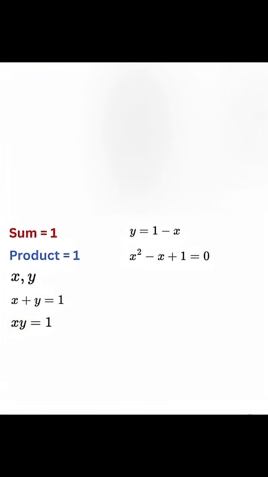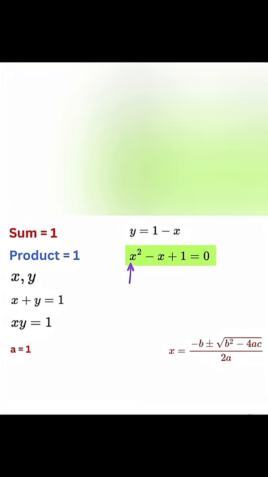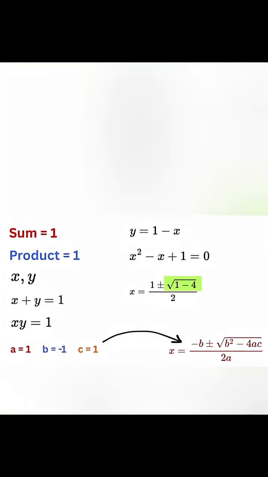This quadratic equation cannot be factorized using ordinary integer factors. Therefore, we use the quadratic formula. Here, the coefficient of x squared is 1, the coefficient of x is minus 1, and the constant term is 1. Substitute these values into the quadratic formula like this. We get (1 plus or minus the square root of (1 minus 4)) divided by 2. Simplifying inside the square root gives the square root of minus 3.